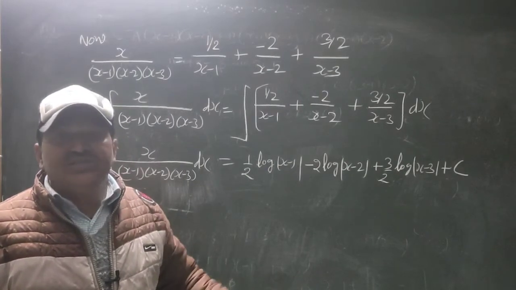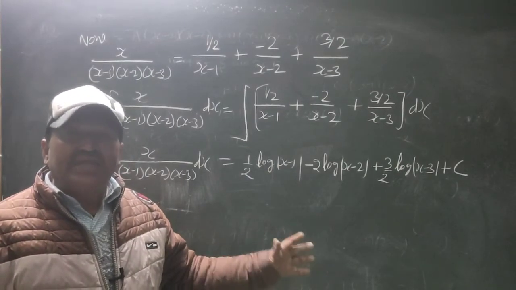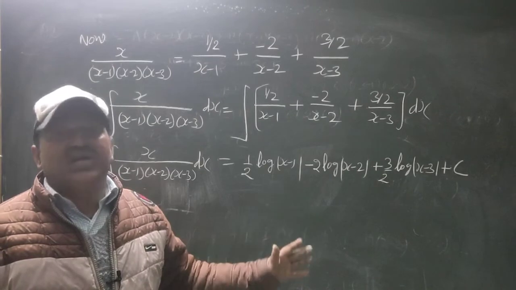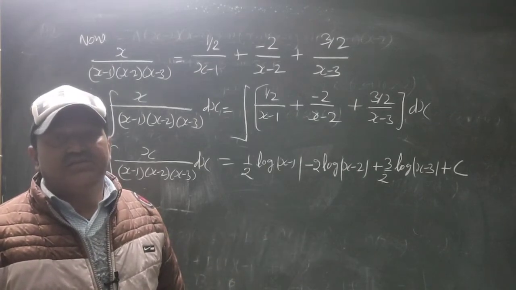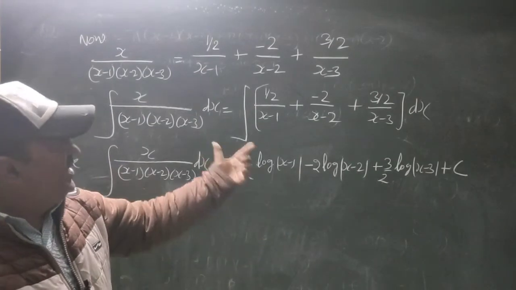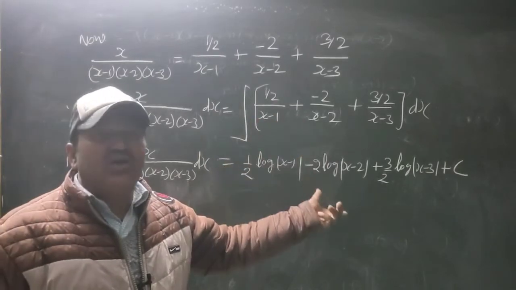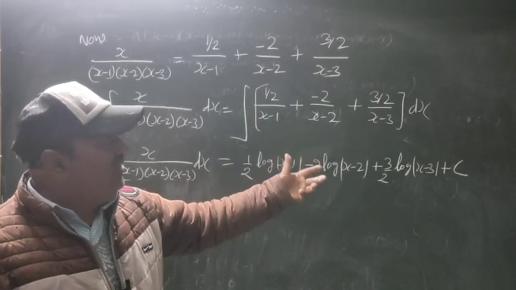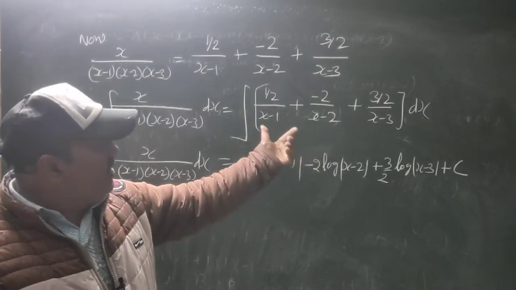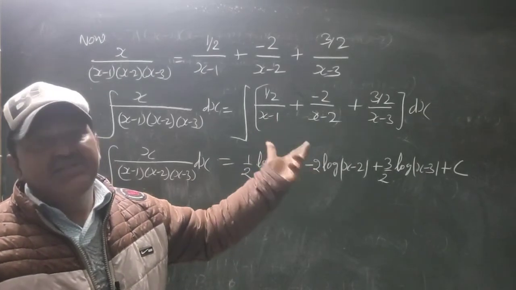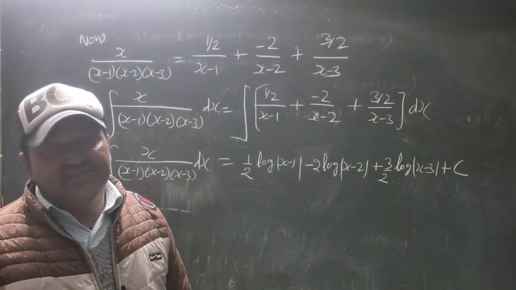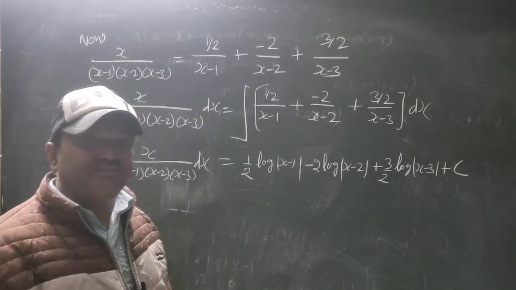This is the procedure to find the integrations of the first type of partial fractions. You can find the values of A, B and C, and putting the values we get the fractions, and after taking the integration we get the answers. That's all.